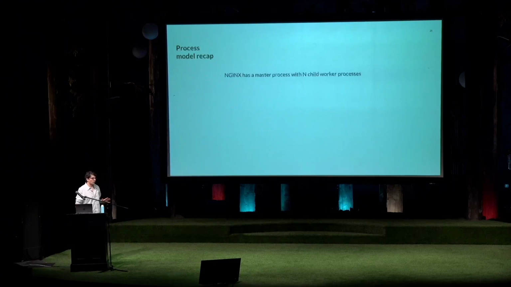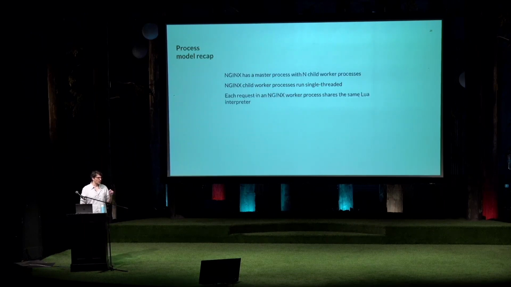But that led us, so overall, the situation is, NGINX has a master process with n child worker processes. They scale with CPU cores generally. The child worker processes all run single-threaded because the blog post said so. Each request in an NGINX worker process shares the same Lua interpreter. That was not on a slide before, but it is true according to the holy text. And you can share changeable data across concurrent requests that are fielded by the same NGINX worker, as long as you don't mess it up.